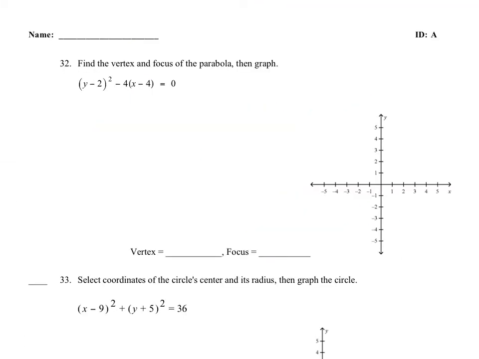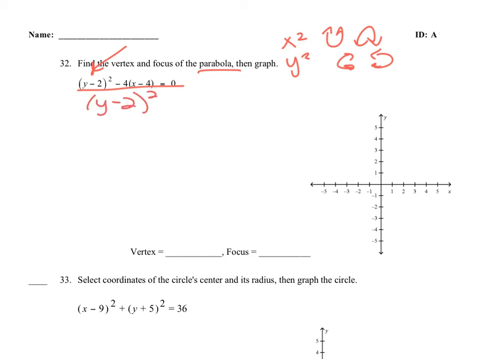Okay, now we're on a parabola. So remember with the parabolas, there's only going to be one squared, and whichever variable squared is what determines which way it faces. If it's an x squared, then it opens up or down. If it's a y squared, then it opens right or left. So this is a y squared. It's going to open right or left. And then I want to get the squared on the side by itself. So I'm going to send the other part to the right-hand side.